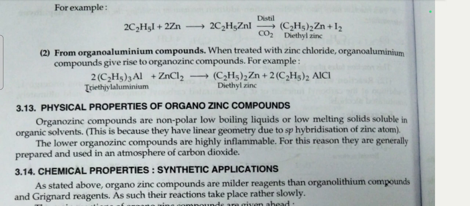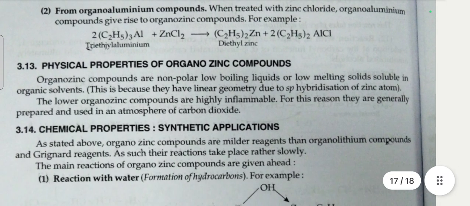Physical properties of organozinc compounds. Organozinc compounds are non-polar, low-boiling liquids or low-melting solids soluble in organic solvents. This is because they have linear geometry due to sp hybridization of the zinc atom. The lower organozinc compounds are highly inflammable, for which reason they are generally prepared and used in an atmosphere of carbon dioxide.